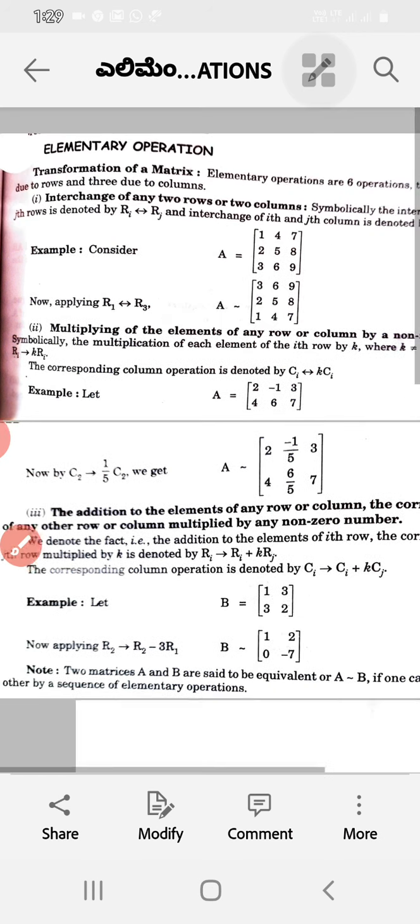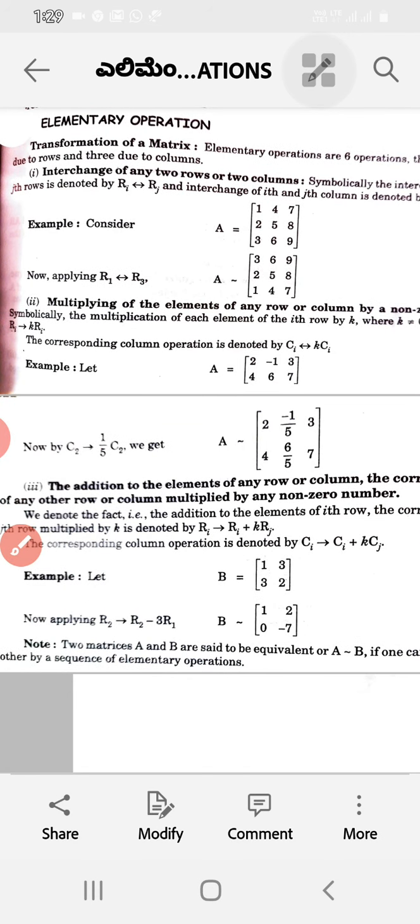So these are very important before going to the next class, elementary operations of a matrix. So you write the notes correctly, then you practice by taking your own examples.